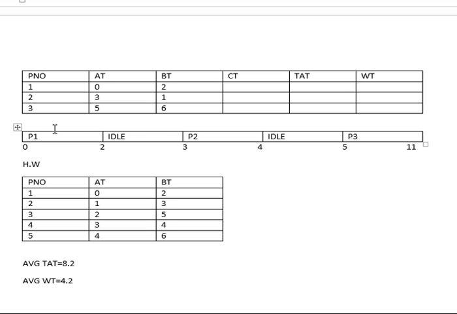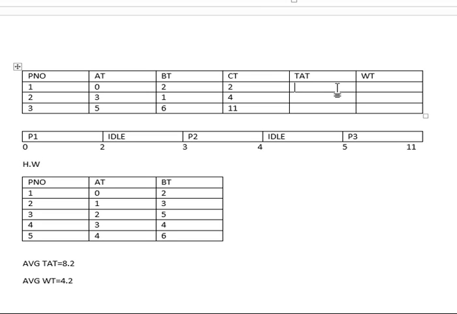If this goes wrong, then the later values will obviously go wrong too. Now can you write the completion time for P1? Completion time for P1 is 2. Completion time for P2 is directly coming over here, that is 4. And completion time for P3 is 11. This is one of the easiest ways. You don't have to worry about computing these values, just by looking at your Gantt chart you can read them off.